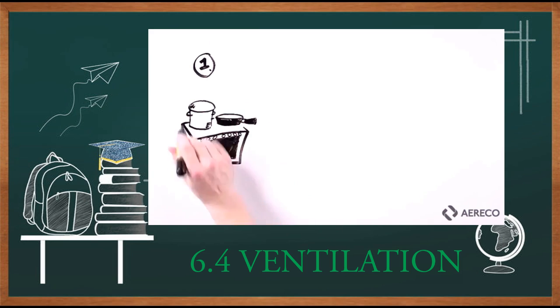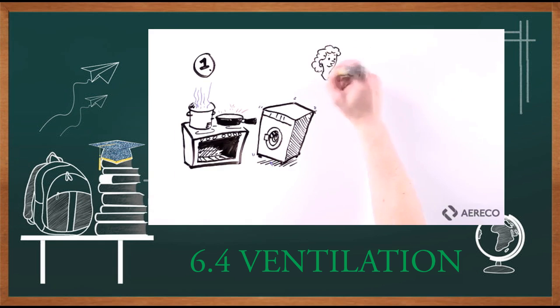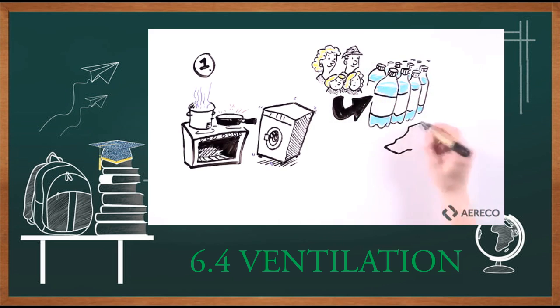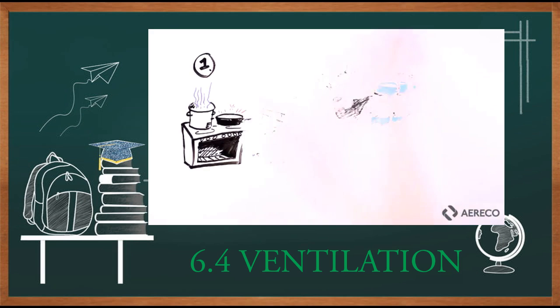Moisture. That's cooking, washing, drying, and so on. The average family of 4 can produce 16 litres of moisture in a week. If the moisture is not dealt with, it condenses on cold surfaces, causing mould, which damages our home and proves an ideal environment for other nasties too. Great if you have asthma.